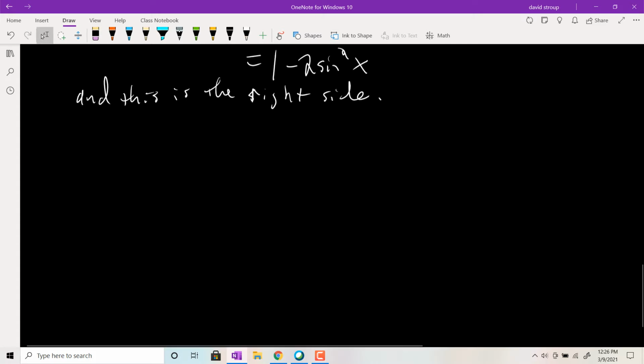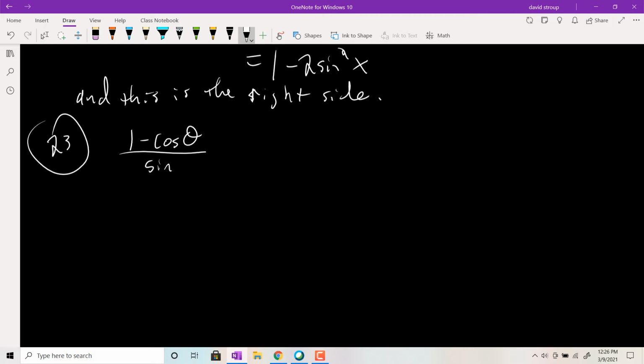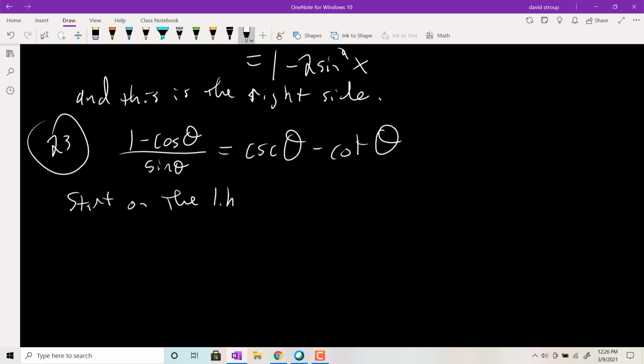Okay, let's look at another one. These are pretty easy so far, just one step. We have 1 minus cosine theta all over sine of theta, and we want to show that's equal to cosecant of theta minus cotangent of theta. I'm going to start on the left-hand side. Sometimes they abbreviate that LHS. And note, well, I have 1 minus cosine theta all over sine theta.